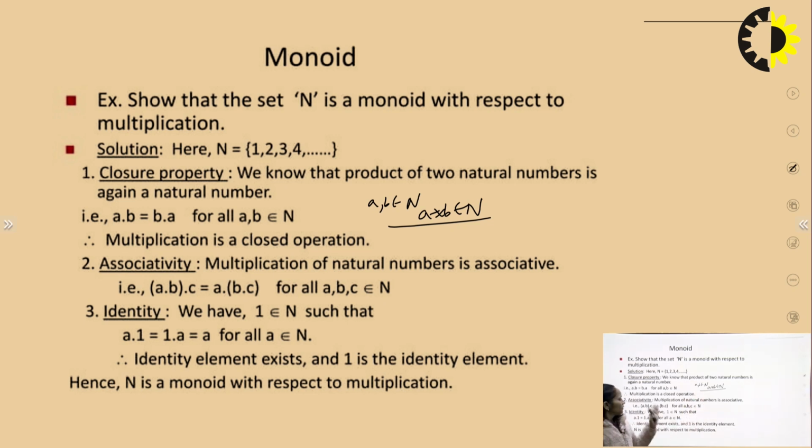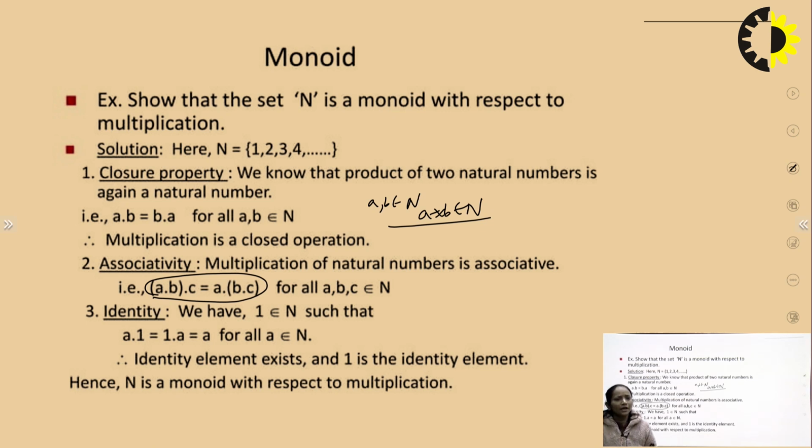Next property, associativity. This is the associative property: (a cross b) cross c is equal to a cross (b cross c). For the set of natural numbers, if there are three variables a, b, c which belong to N, then this value will also belong to N, and the left hand side is equal to the right hand side. If we check, we can see that the left hand side value and the right hand side value are both equal.